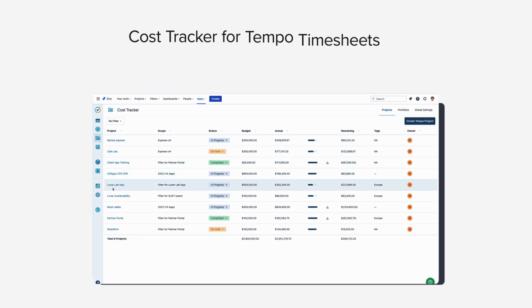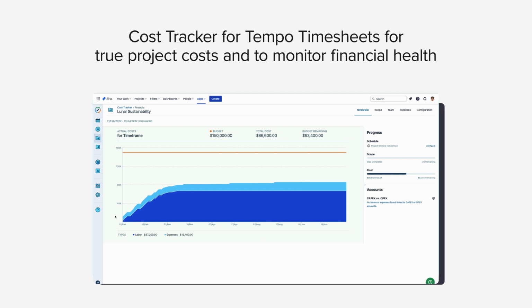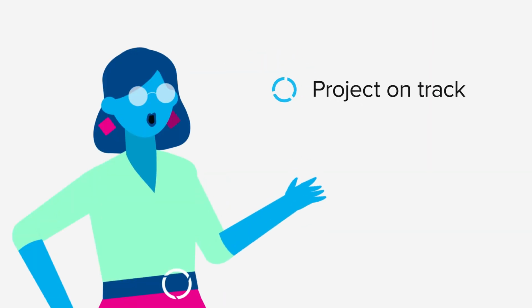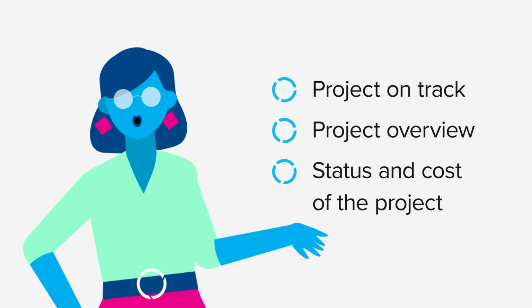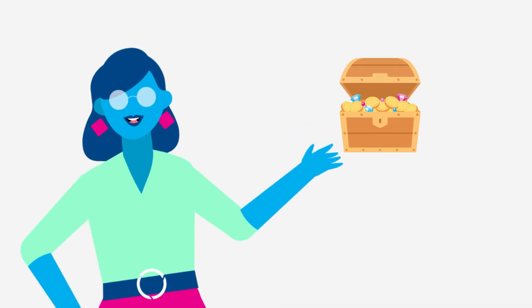And with Cost Tracker for Tempo Timesheets, you can use time tracking data to get true project costs and monitor the financial health of projects at any level. There, now your project should be on track, you should have the overview you need, and your boss is off your back about the status and costs of the project. Now, if that's not the treasure you're looking for, I don't know what is.